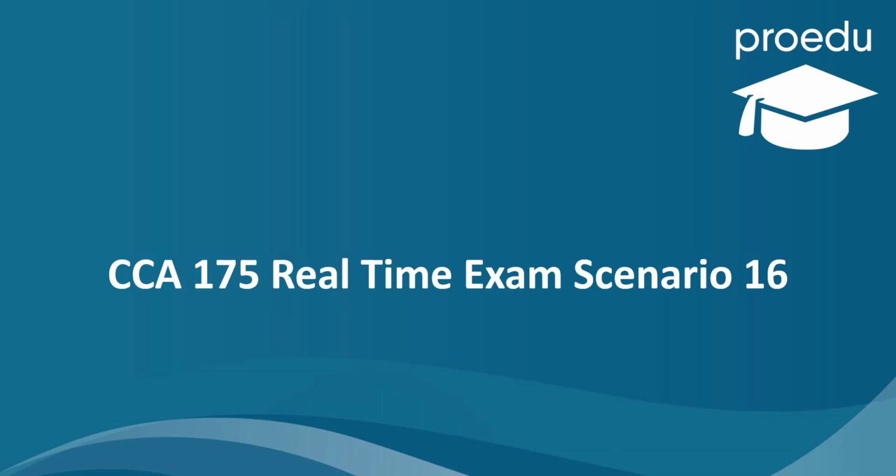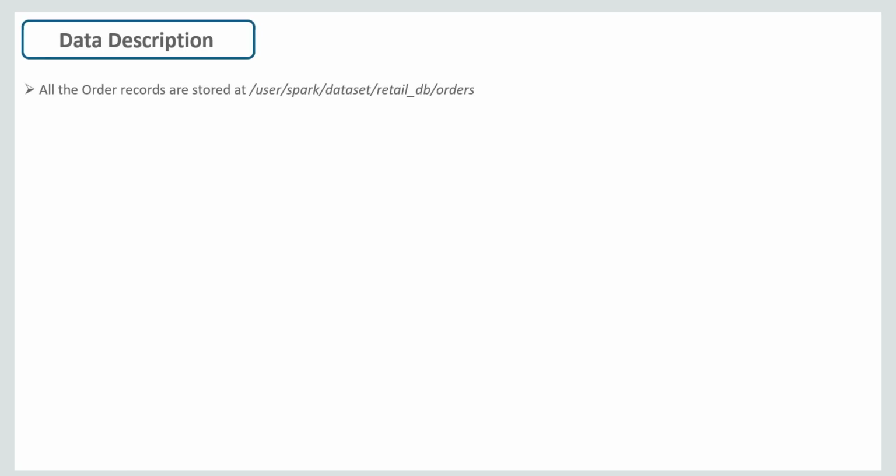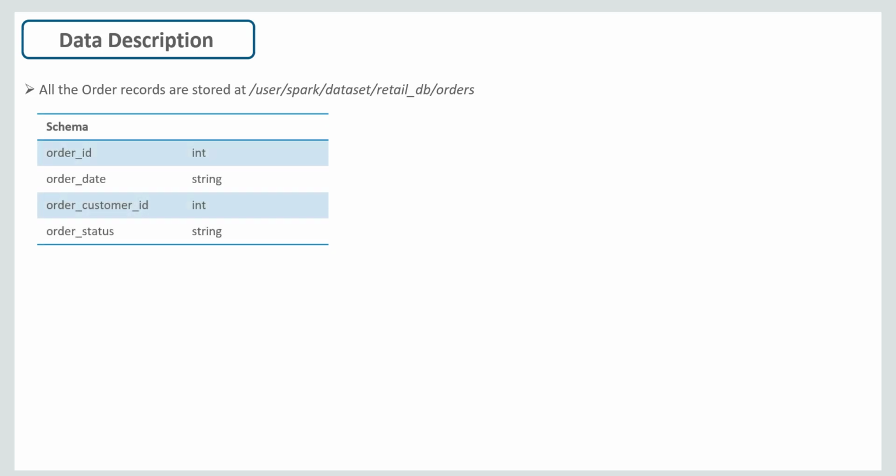Hi all. In this lecture we will talk about CCA 175 real-time exam scenario 16. Let's see the data description. All the order records are stored at user Spark dataset retail_db orders HDFS path. And we also have the order schema here. In orders data we have order_id, order_date, order_customer_id, and order_status.